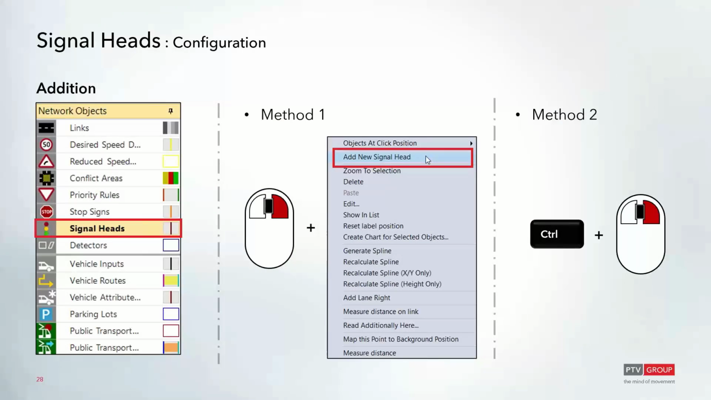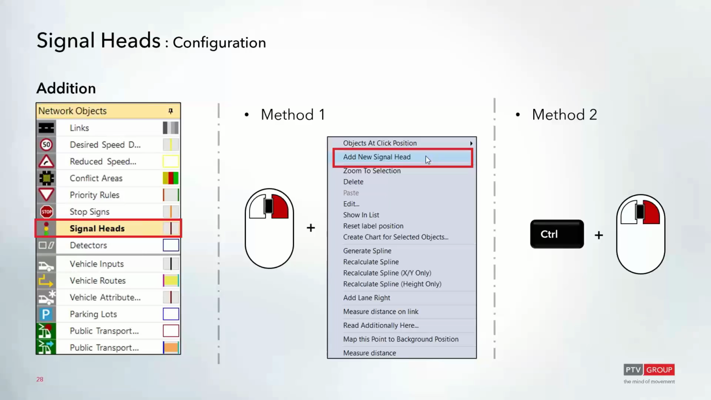So in order to add a signal head, first you'll need to select that signal head object from the network object toolbar. And then you can either right-click on a link to open up that context menu and select Add New Signal Head, or you can also just press Control and right-click, and that will automatically place that signal head at that location on the link for you.